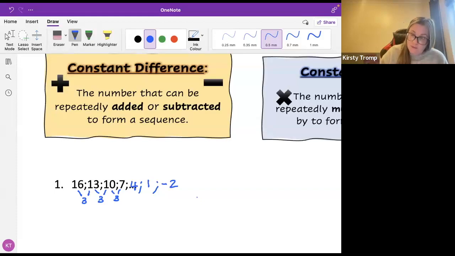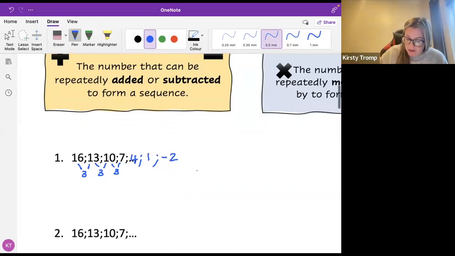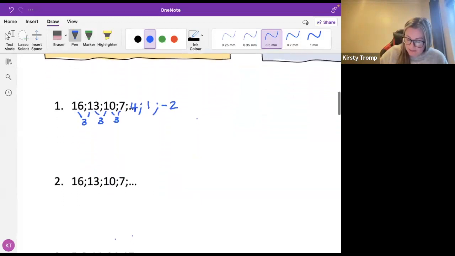Now, before we go and look at how to do our rules like we did in our last lesson on Wednesday, we're going to complete all our number patterns first, and then we'll come back and look at the rules. Okay, let's look at my next one that I've got here for you guys.